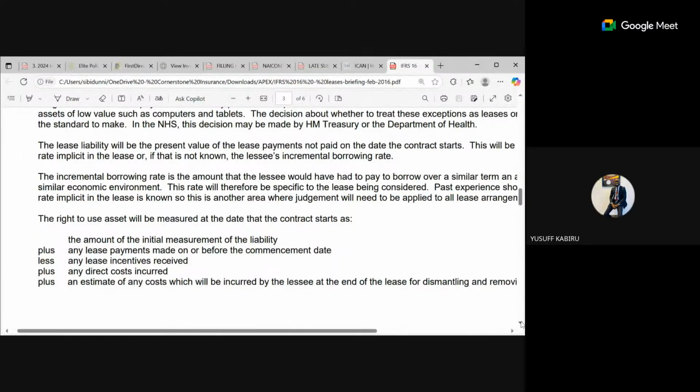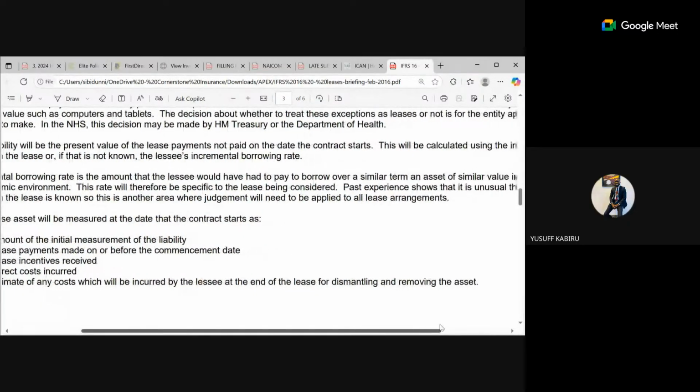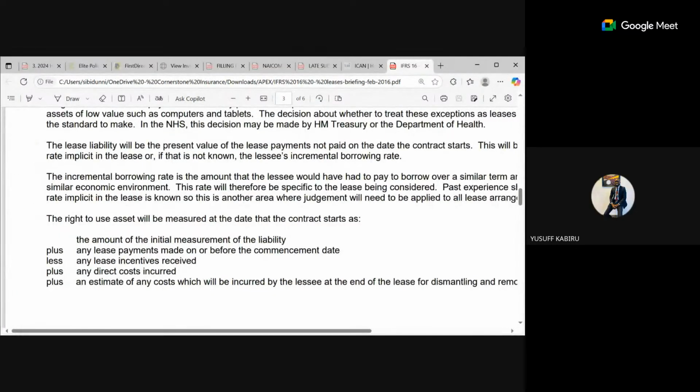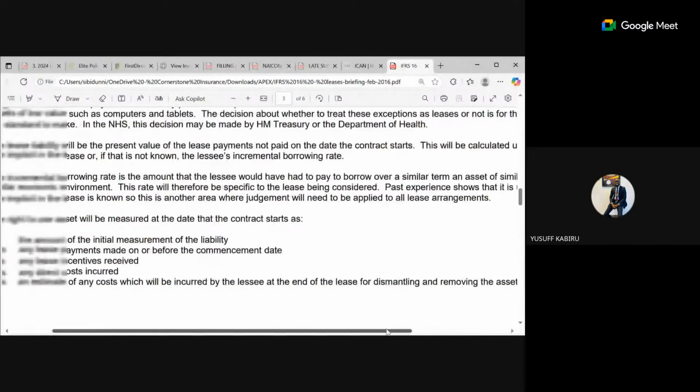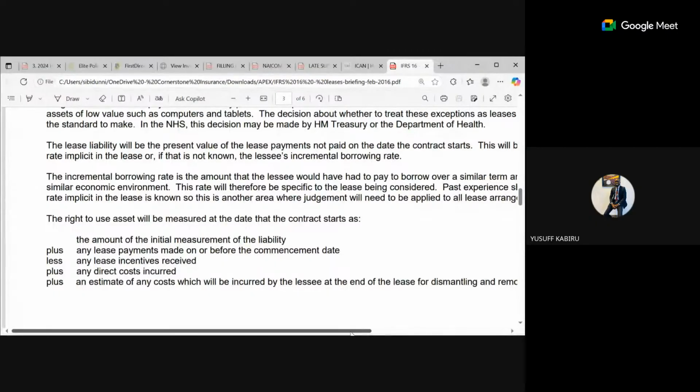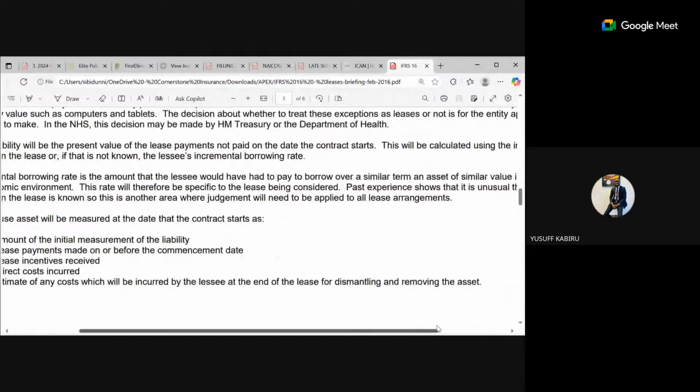So the incremental borrowing rate is the amount that the lessee would have had to pay to borrow over a similar term, an asset of similar value in a similar economic environment. So they will give it to you in the exam. This rate will therefore be specific to the lease being considered. That's why they have to give you. Past experience shows that it is unusual that the rate implicit in the lease is known. So this is another area where judgment will need to be applied to all lease arrangements.